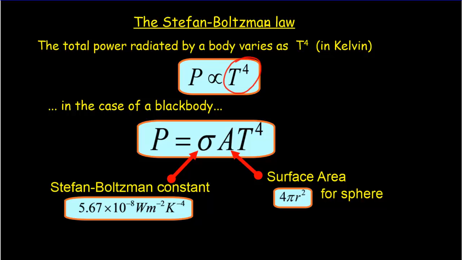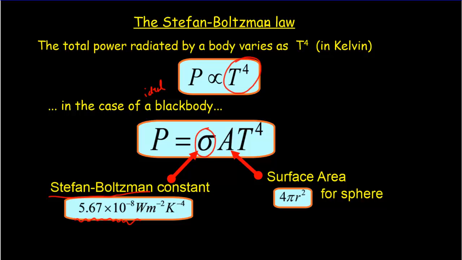And for the case of really an ideal black body here, then we can write it this way. We can put an equal sign and use this constant here, which is called the Stefan-Boltzmann constant. And it's in your data booklet. It's equal to 5.67 times 10 to the minus 8 watts per meter squared Kelvin to the 4th.